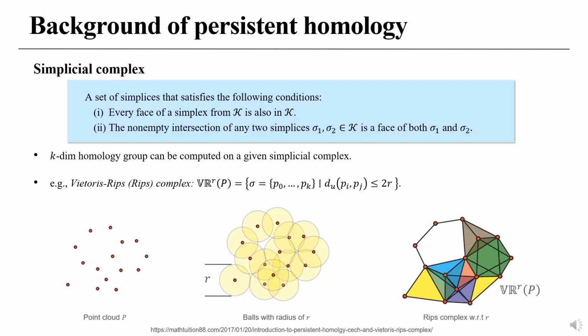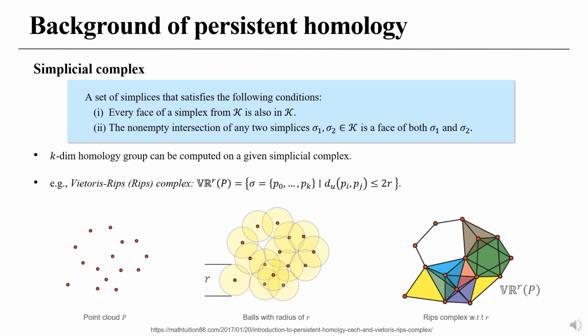Then, a simplicial complex is a set of simplices that satisfy the following conditions. You can think of a simplicial complex as a topological space that approximates the underlying topological space where data points come from. The typical method to construct a simplicial complex from a point cloud is via the Vietoris-Rips complex.